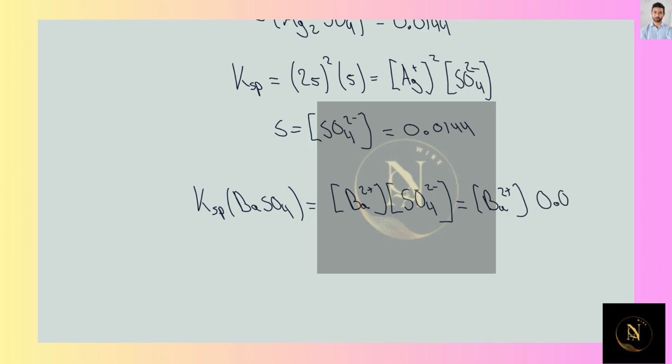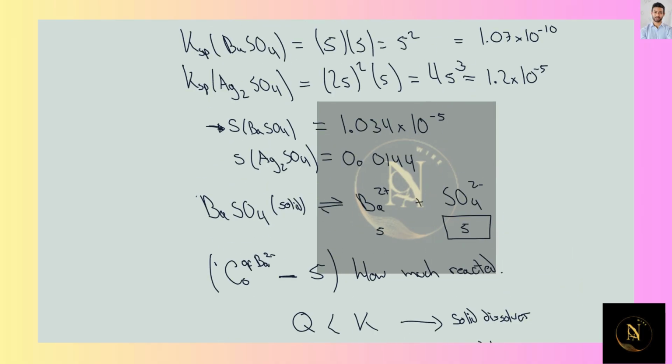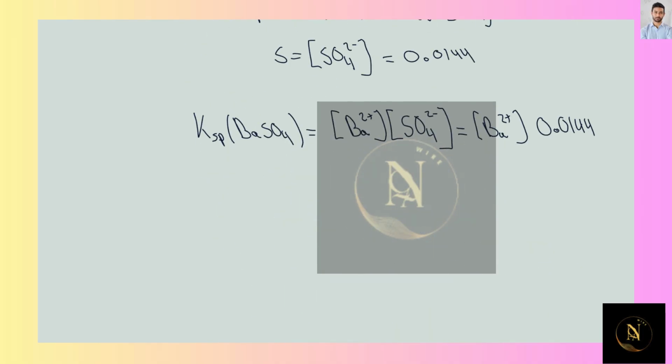times 0.0144 molar. Let me just verify that that was the correct value for S. Yes. So in this case, the value is going to be easy to calculate. Recall that KSP is equal to 1.07 times 10 to the minus 10. We have this common ion effect. So the concentration of barium 2 plus to keep this equilibrium will be 7.43 times 10 to the minus 10.